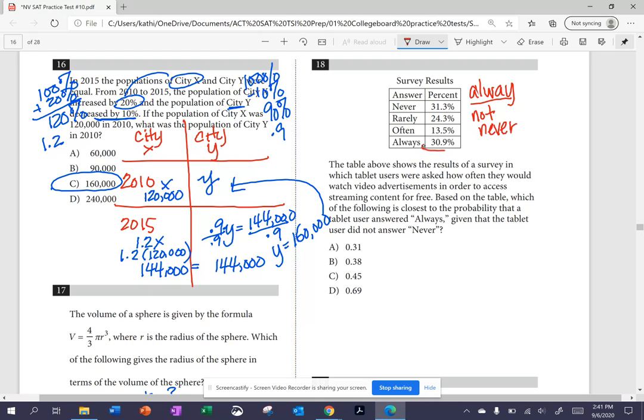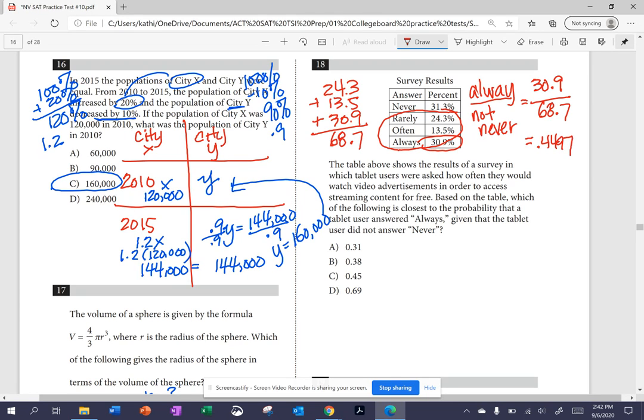Okay, so always is 30.9, and not never is going to be 24.3 plus 13.5 plus 30.9, which is 68.7. So 30.9 divided by 68.7 turns out to be 0.4497, which is approximately 0.45.